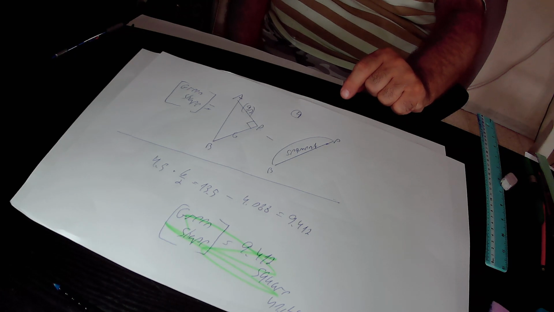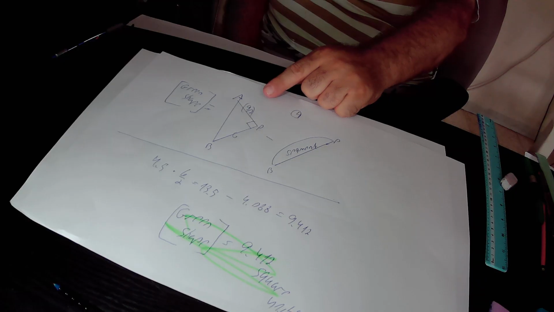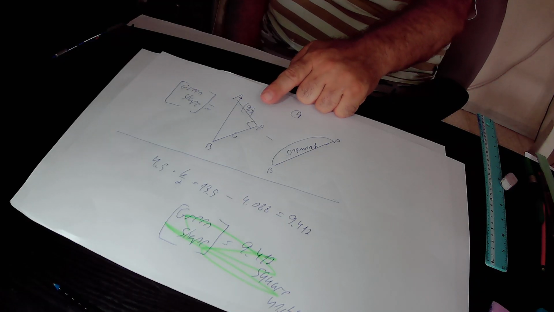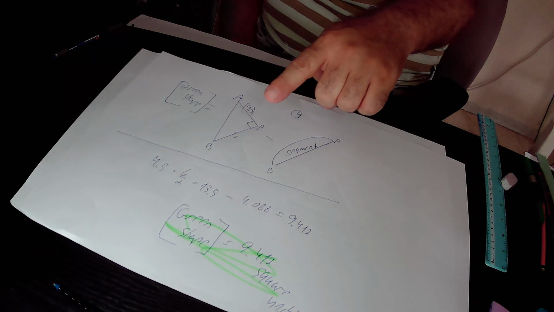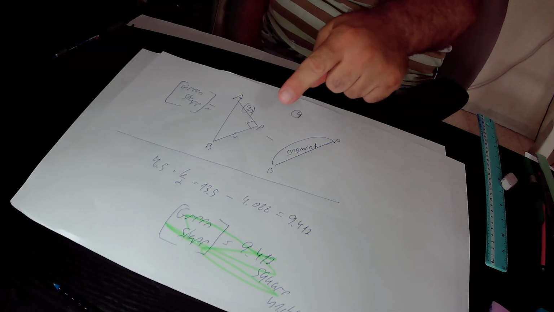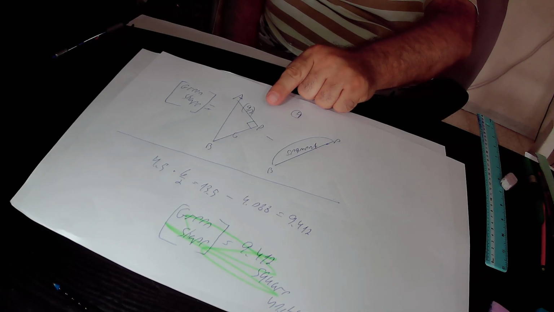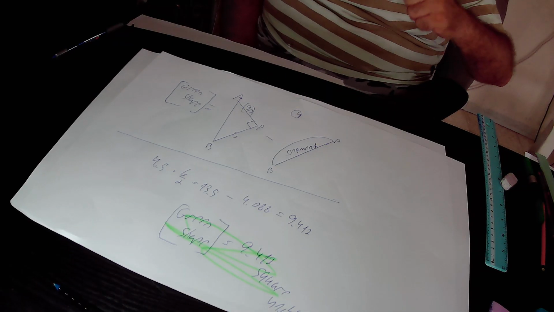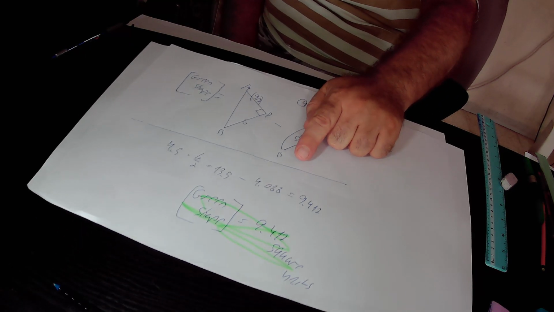The area of this right triangle is equal to the base times the height over 2. The base is 4.5, the height is 6, divided by 2. So it is 4.5 times 6 over 2. 6 over 2 is 3, and 3 times 4.5 is 13.5 square units. The area of this right triangle APB is 13.5 square units, minus the area of this segment BP. We have already found out that the area of this segment BP is equal to 4.088 square units.